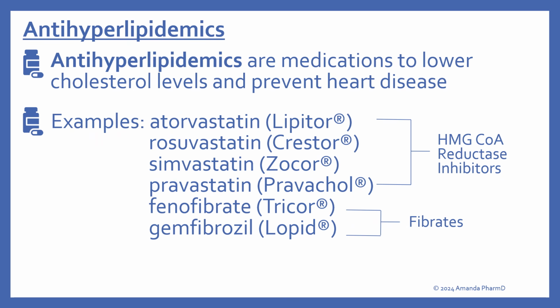Next are the antihyperlipidemics. Antihyperlipidemics are medications to lower cholesterol levels and prevent heart disease. So some examples include atorvastatin, its brand name is Lipitor, rosuvastatin, brand name is Crestor, simvastatin, its brand name is Zocor, pravastatin, its brand name is Pravachol, and those are all in the pharmacologic classification of HMG-CoA reductase inhibitors. And then there's fenofibrate, which is Tricor, and gemfibrozil, which is Lopid, and those medications are in the pharmacologic classification of fibrates.